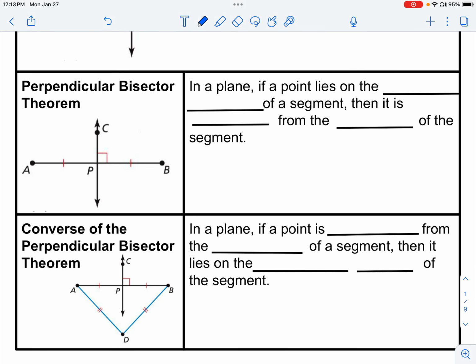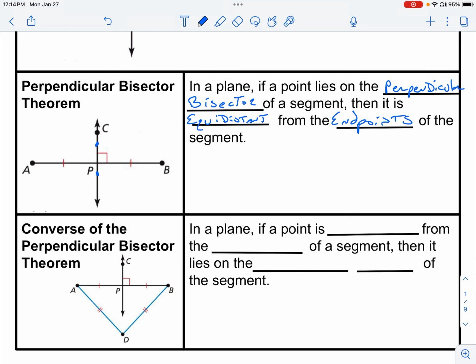Why is this important? Well, the perpendicular bisector theorem tells us why it's important. Because if a point lies on the perpendicular bisector of a segment, then it is equidistant from the endpoints of the segment.